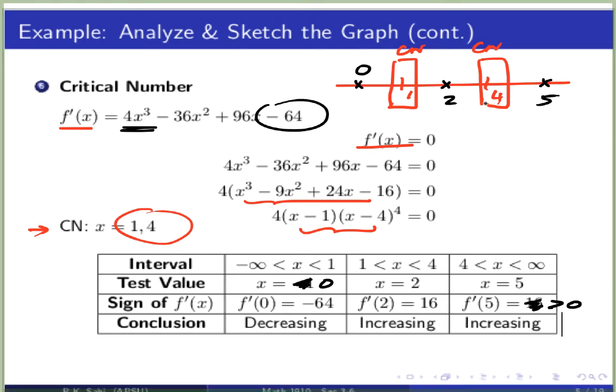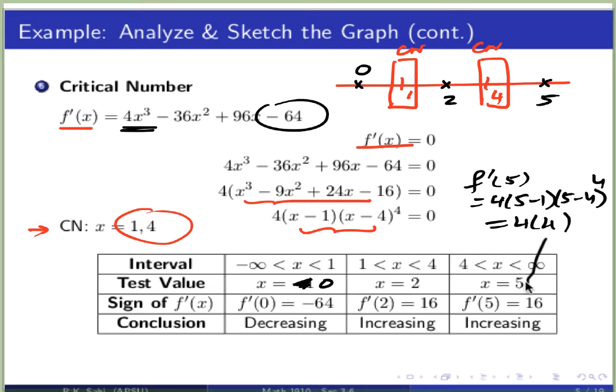Oh, yes, it is 16. I just plugged in the numbers here. I plugged the number in. This is my f prime of 5, because this is much easier. So when I plugged in f prime of 5, I had 4 times (5 minus 1), (5 minus 4) to the power 4, which is 4 times 4, and it is 16.